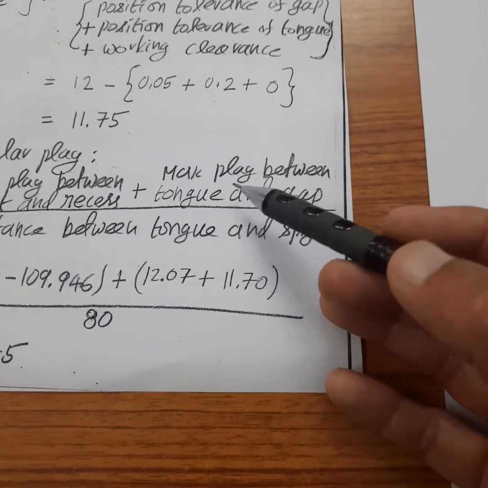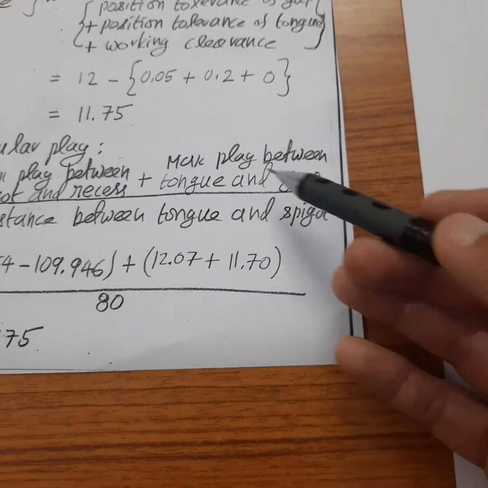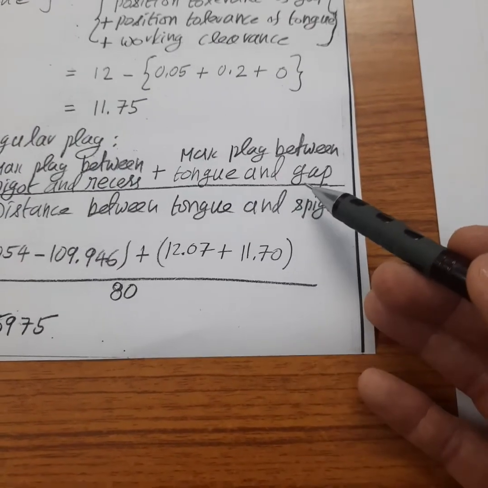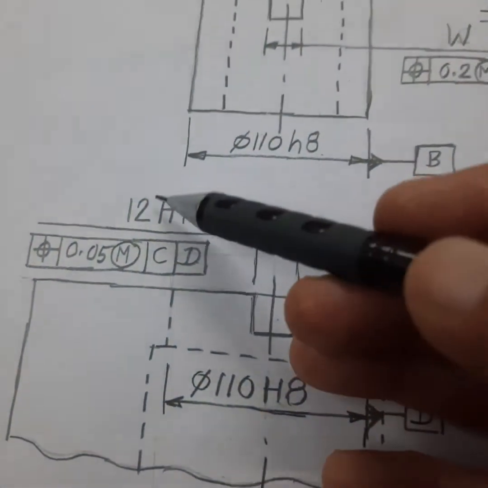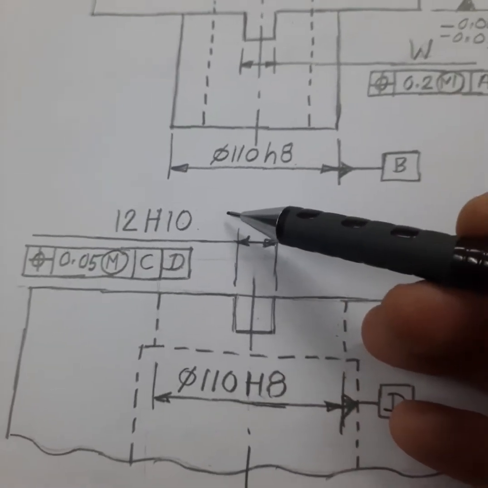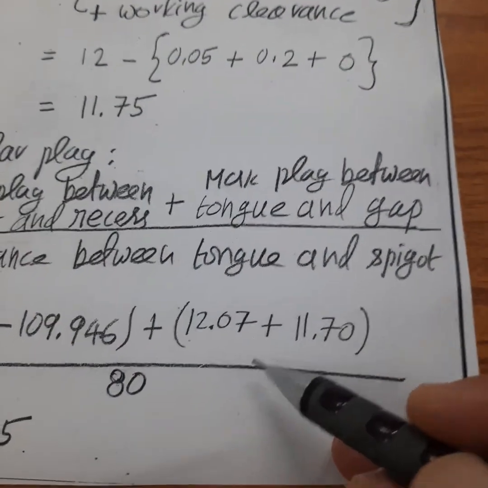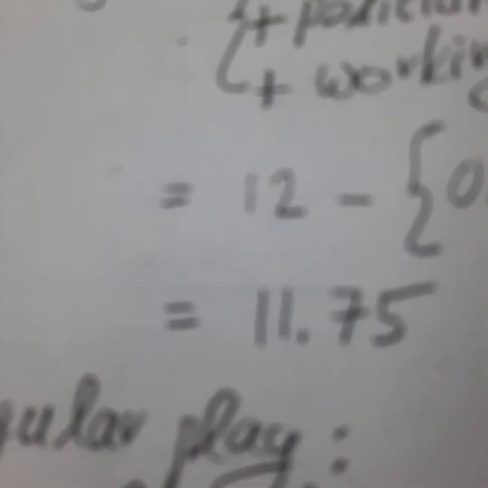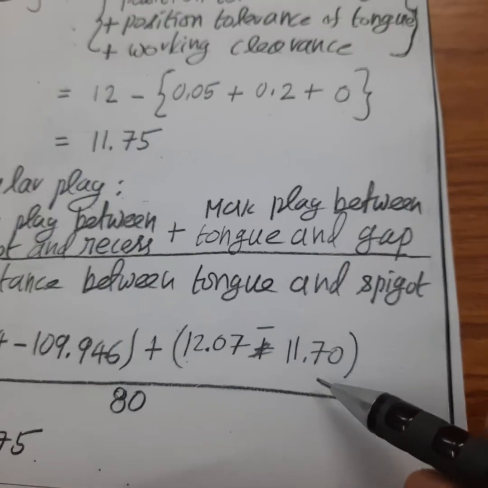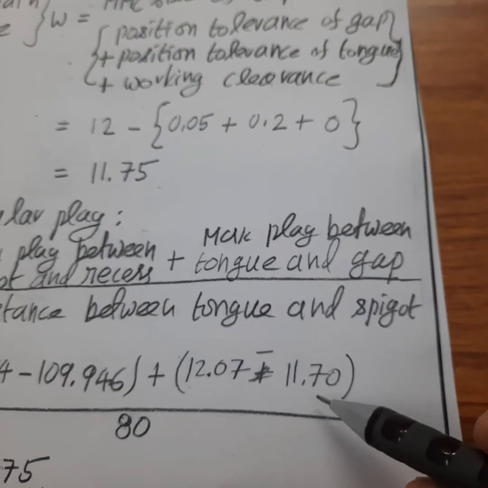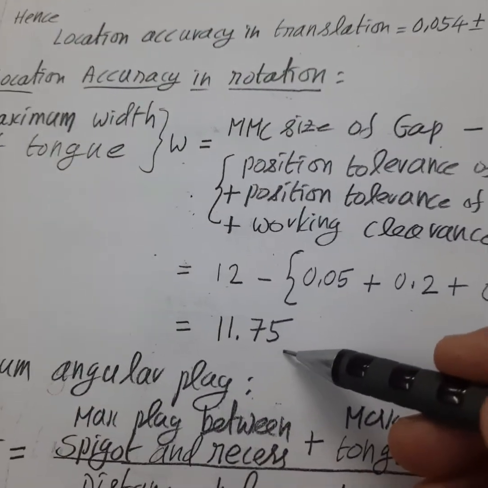Similarly, the maximum play between the tongue and gap. We have to find the maximum size of the gap and the minimum size of the tongue. The maximum size of the gap is found by referring to the 12H10 tolerance. The 12H10 tolerance is plus 0.07, minus 0. So the maximum size of the gap is 12.07. This would be minus the minimum size of the tongue. The tongue W is found as 11.75.